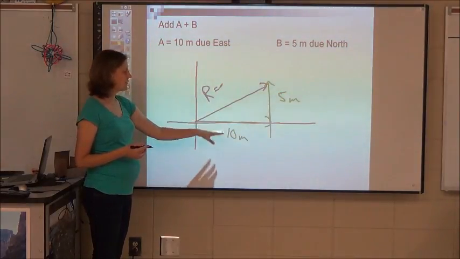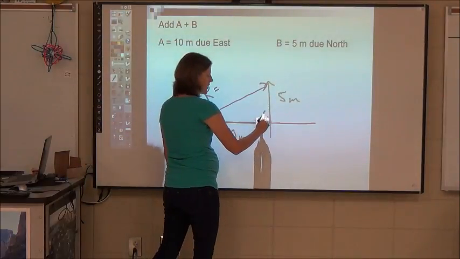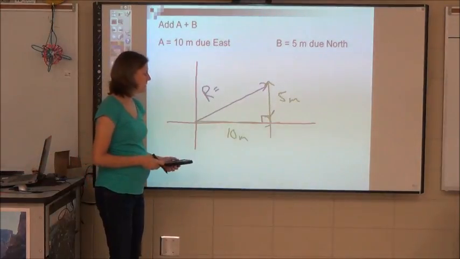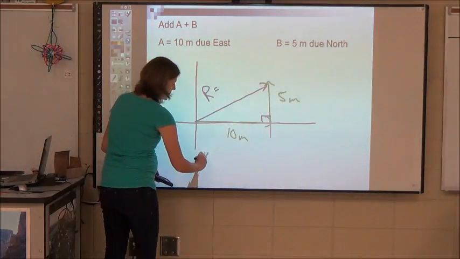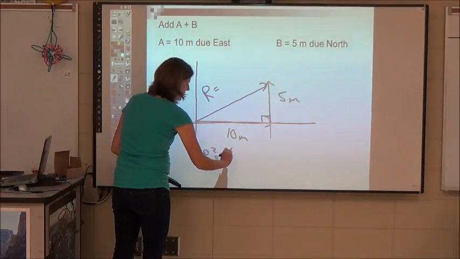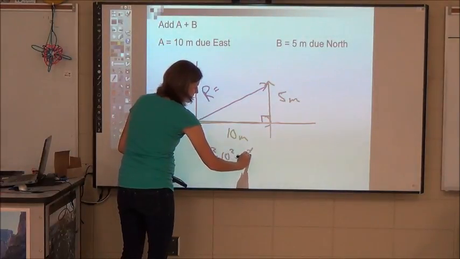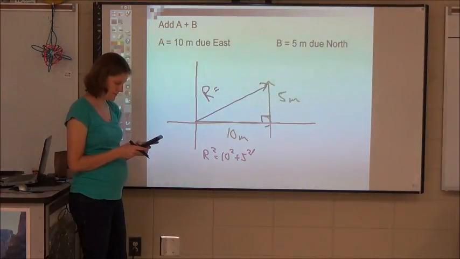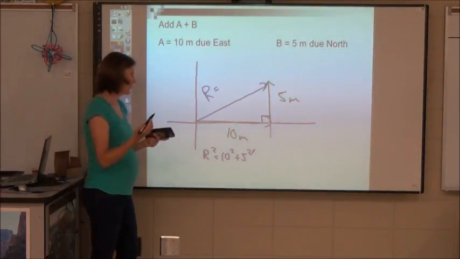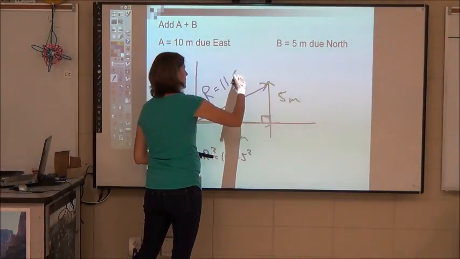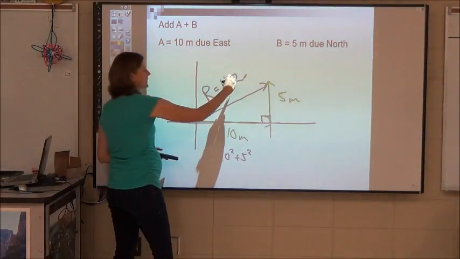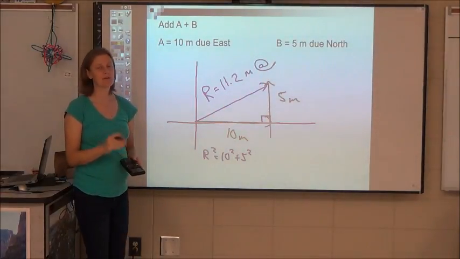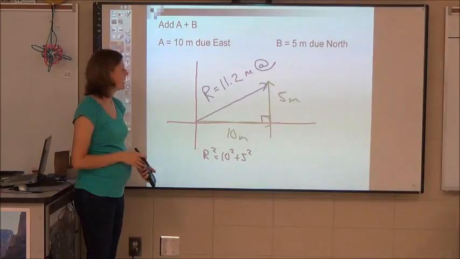Okay, so magnitude, this is nicely a right triangle, so I can do Pythagorean theorem there. So we know r squared equals 10 squared plus 5 squared, so square root of 125, 11.2. Okay, same unit, meters. But you can't just stop there. Do not stop without the angle.